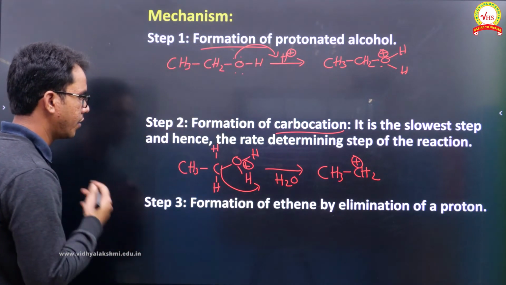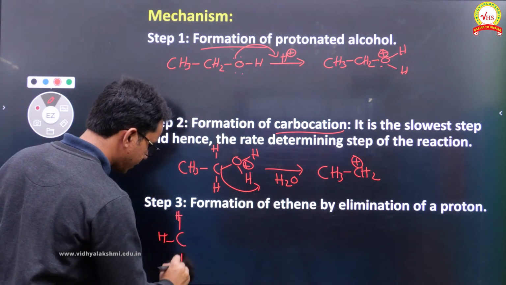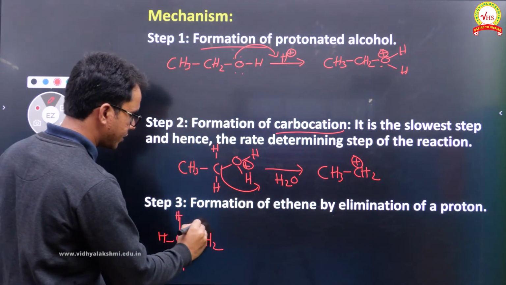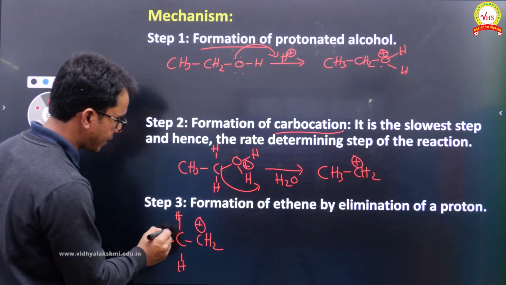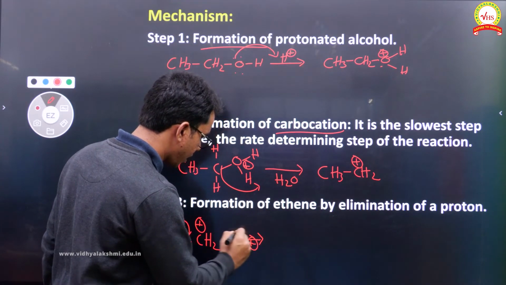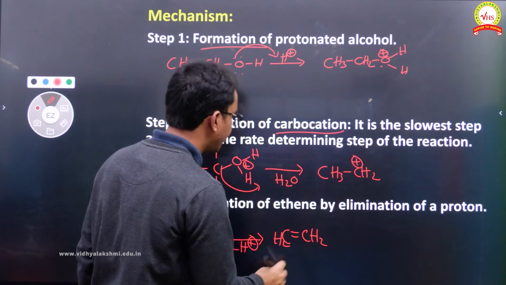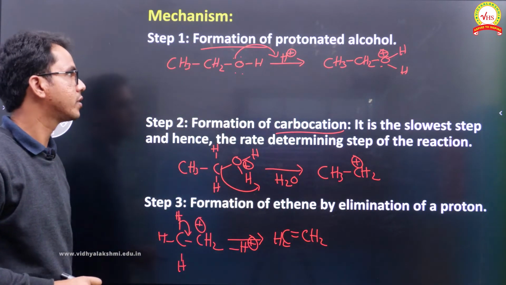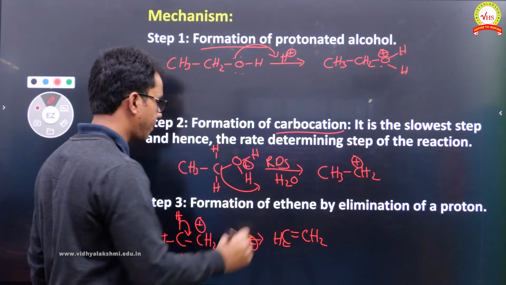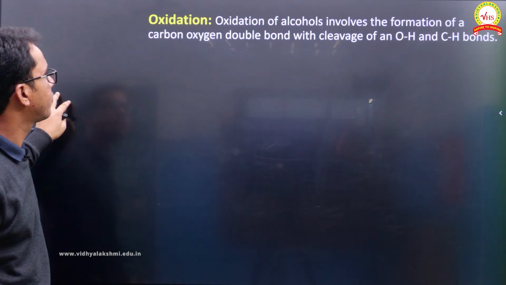Let us take the third one, that is CH3 single bond CH2 with a positive charge. Now, formation of ethene takes place by the elimination of a proton. Here the proton gets eliminated, followed by the formation of ethene. This is how this mechanism takes place. First is protonation, second is formation of carbocation, which is the RDS, the slowest step, and third is elimination of proton and formation of alkene.